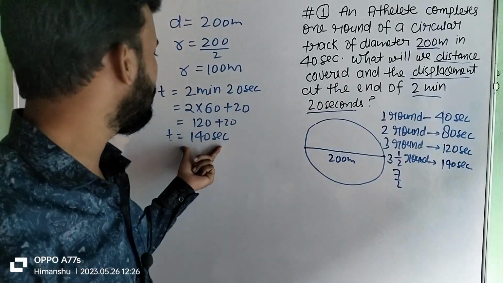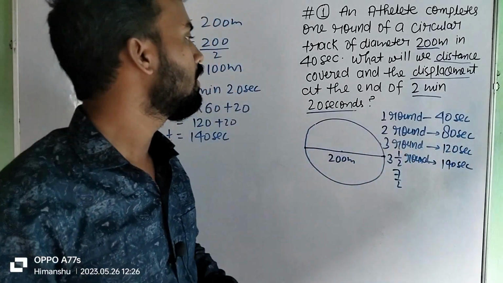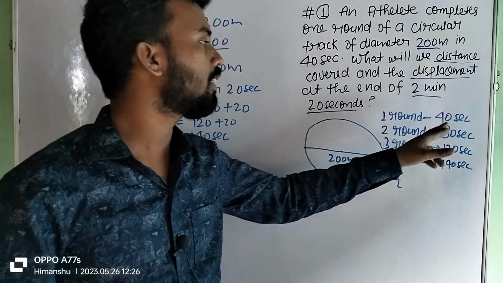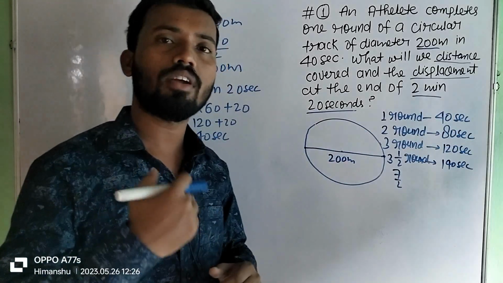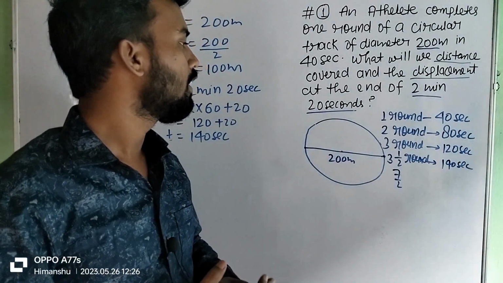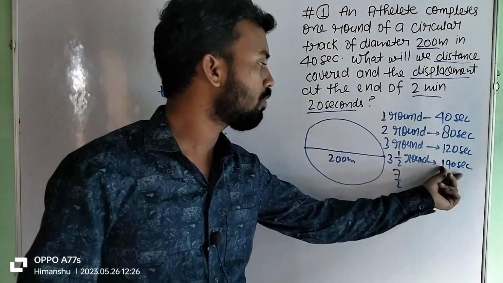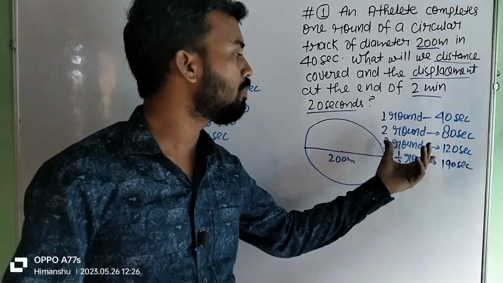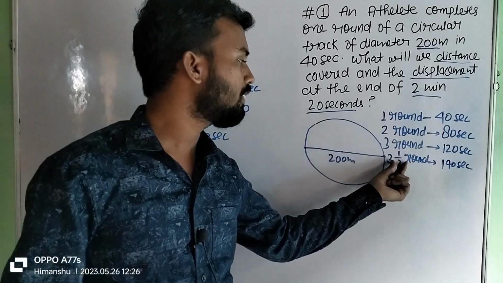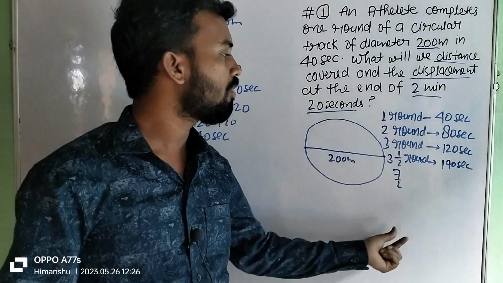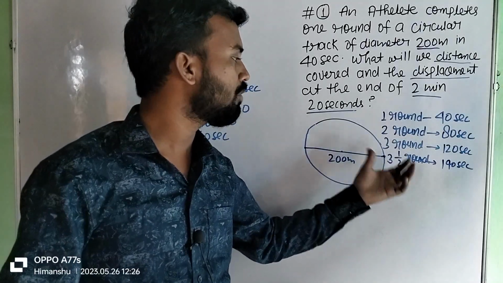That means the difference between 140 and 120 will be 20 seconds. If one round is completed in 40 seconds, then half round will be completed in 20 seconds. Hence in 140 seconds, a total of 3 and 1 by 2 rounds will be completed. If we convert this into an improper fraction, we get 7 by 2 rounds.